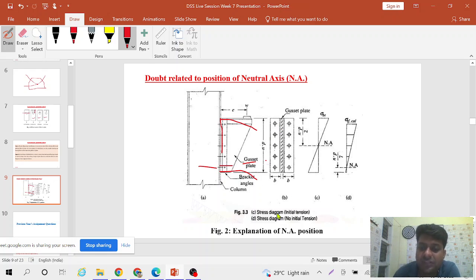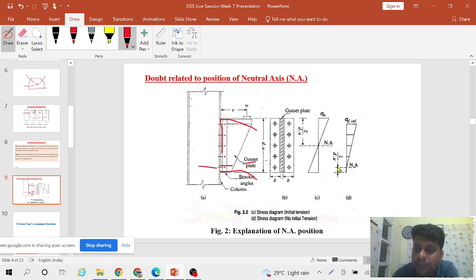But in the case of an HSFG bolt, where initial tension is there, they are assuming that it is so tightly packed that it will not lose contact with this part. So you can see that the entire plate carries tension, and this stress diagram starts from this plate position and not from the bolt line. But in the no initial tension case, you can see that the stress diagram starts from the bolt line. So they are assuming that the entire tension will be transferred through the bolts.